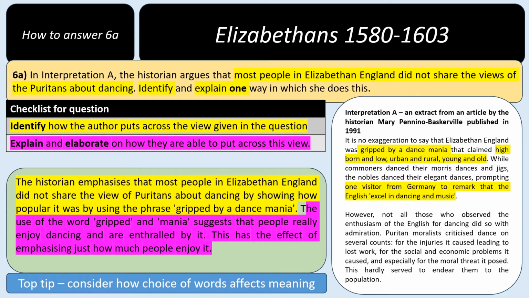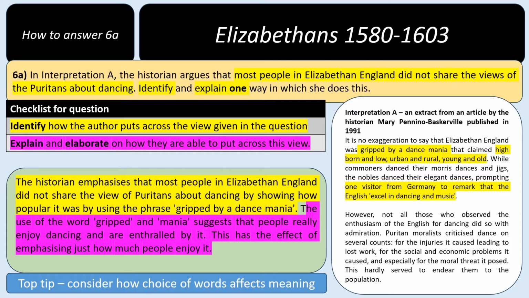So what you need to do for this question is identify how the author puts across the view, and then explain and elaborate on how they're able to put across this view. This is quite similar to what you might do in some of your English language work, and you can see there I've colour coded where the answer is doing the different bits.